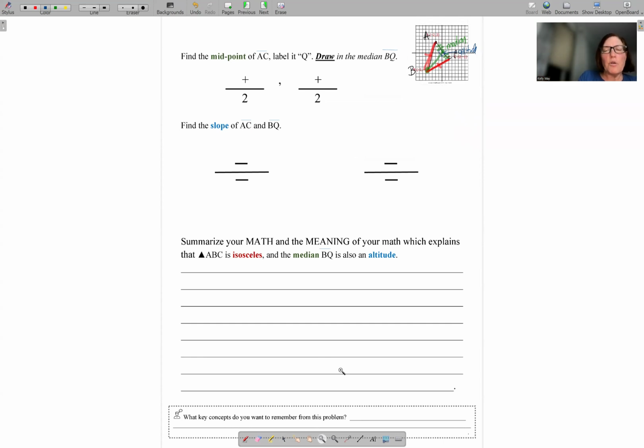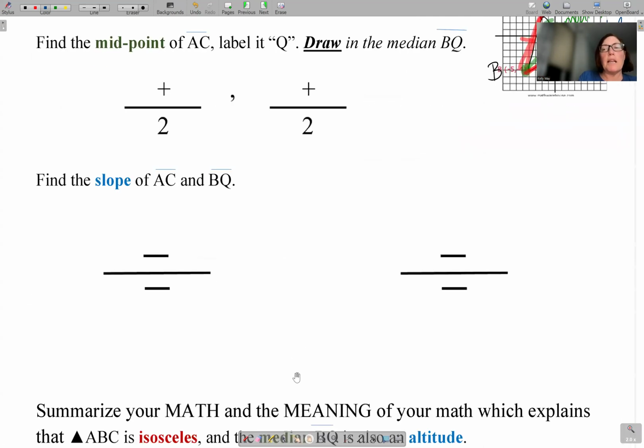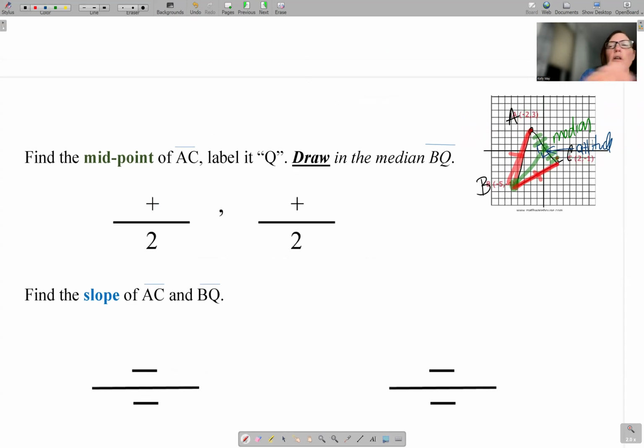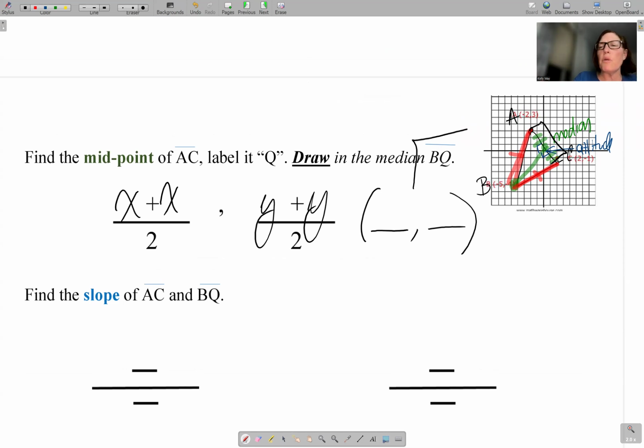Then, to show you have a median, which connects a vertex to a midpoint, you have to find the midpoint of AC. You add the x's, divide by 2, add the y's, divide by 2. You're going to get an ordered pair. If you've done this correctly, you plot that ordered pair. It should look like the exact middle of AC. And that would prove that you have a median by connecting a vertex to a midpoint.